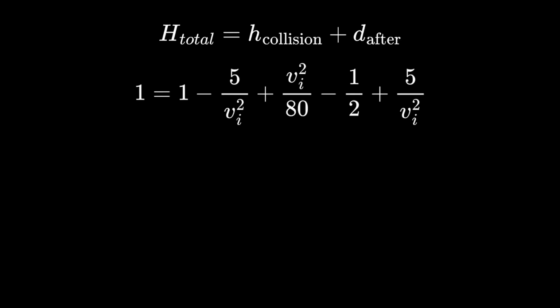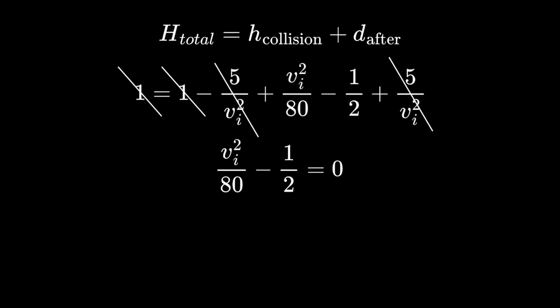So here we are. We got 1 meter is going to be equal to 1 minus 5 over vi squared, which was h collision, those first two terms. And then the distance after was vi squared over 80 minus 1/2 plus 5 over vi squared. And that was those last three terms. As you can see, you can cancel some things here, which is very elegant. Those 5 over vi squareds are gone. So that's really helpful because now we don't have to deal with any vi to the fourths or anything like that if we multiply. And additionally, we can cancel out these 1s on both sides.